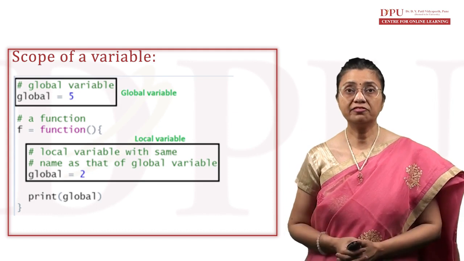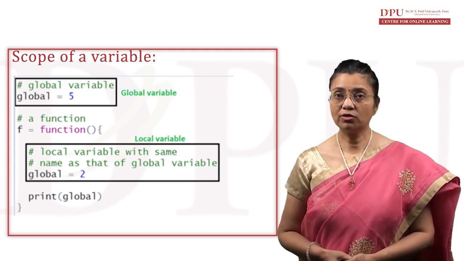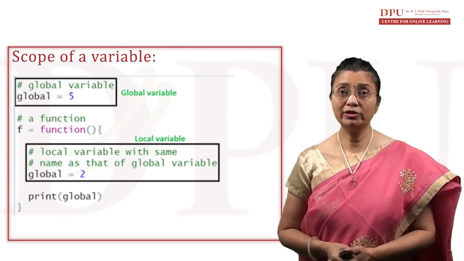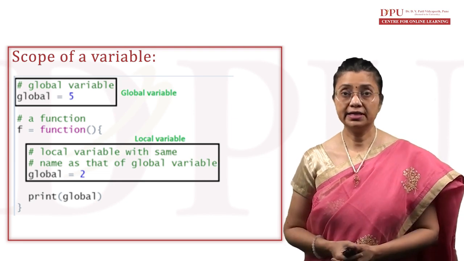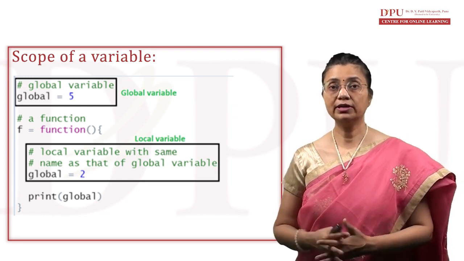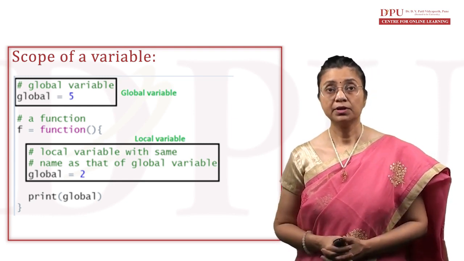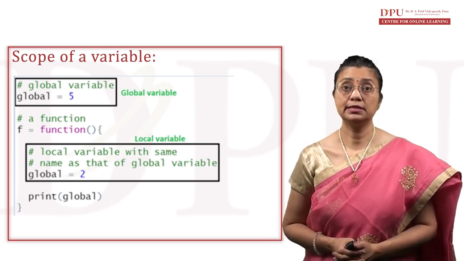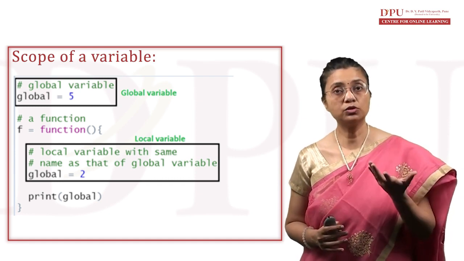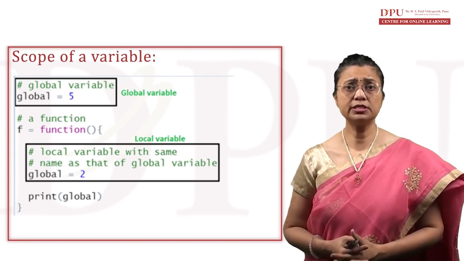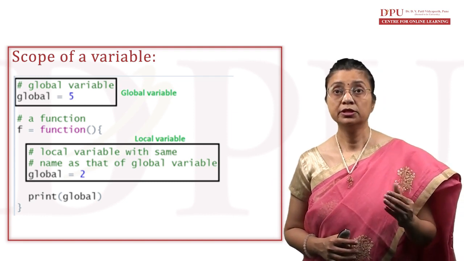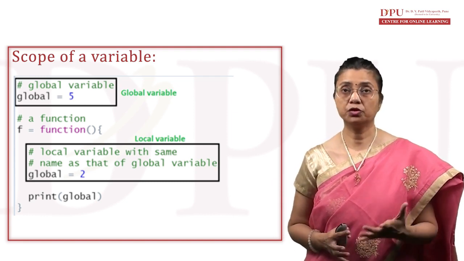So for example, I have created a global variable which you can see over here, global equals 5. So global equals 5 is what? This is a global variable, and then I have created a function f, where I have taken a local variable with the same name as that of the global variable. So here you can see that the local variable is within the function and the global variable is outside the function. The local variable is confined to a function and the global variable exists throughout the execution of the program.